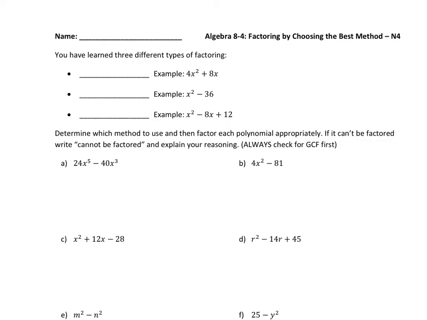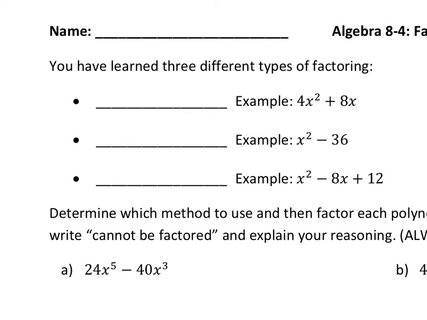Algebra, Unit 8, Lesson 4, Notes 4, Factoring by Choosing the Best Method. We have learned 3 different types of factoring. The first type was by greatest common factor, or GCF. We then learned the difference of 2 perfect squares, or DOTS. And lastly, we learned how to factor a trinomial when our a, our leading coefficient, is 1, which we use the method MAM.